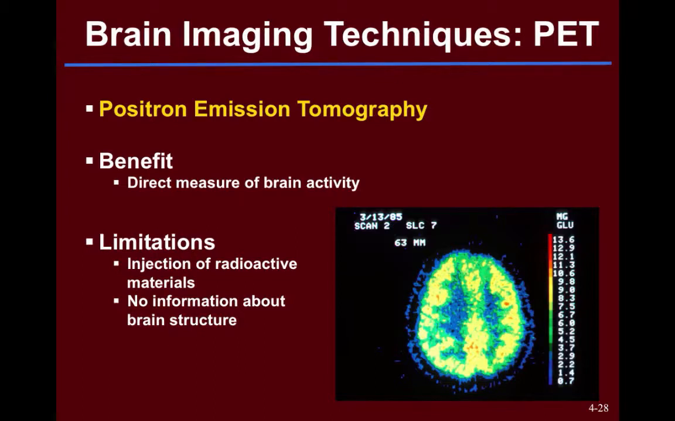So a PET scan actually gives us a direct measure of brain activity. Now, to make it work, though, we actually have to inject radioactive materials into the brain. And we can see how the brain is acting at the time that the action is occurring. So some really interesting ways that we can start to learn about brain function and activity, but it doesn't tell us anything about brain structure while it's occurring.